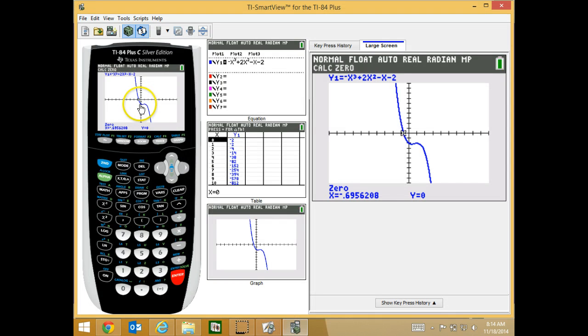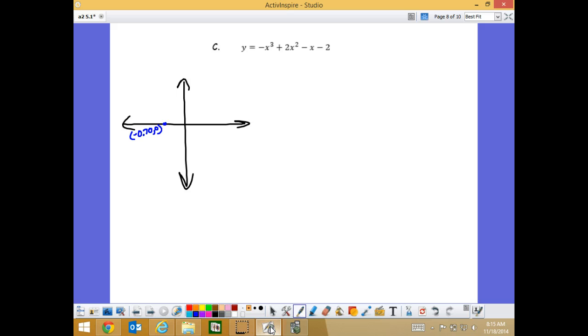Now, the next one looks like it's going to be this y-intercept. Again, we can find that by tracing and putting in x equals 0, enter, and that is -2. And some of you might have thought, well, that's no coincidence. It's the constant in there. So we'll go 0, -2.